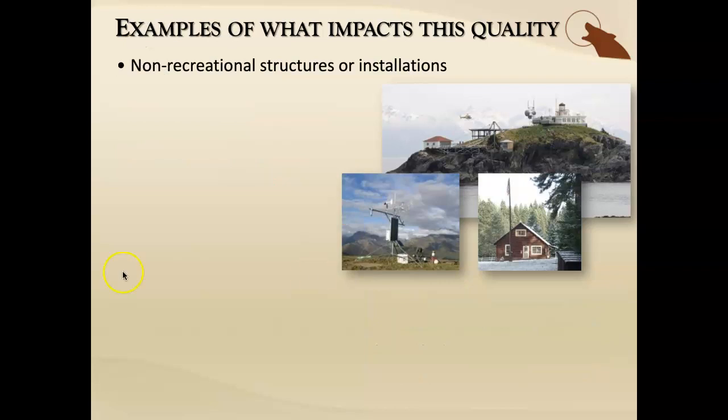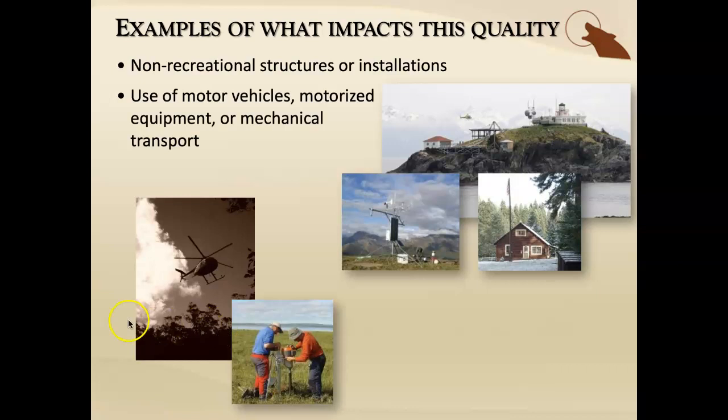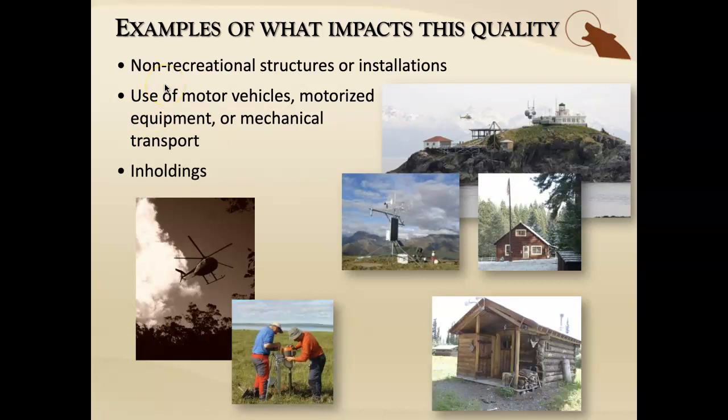Some things that impact this quality: non-recreational structures or installations in wilderness, anything from scientific structures to safety structures to buildings. Any non-recreational structure or installation in wilderness is going to take away from this quality. The use of motor vehicles or motorized equipment, mechanical transport, all also take away from this quality of wilderness character.